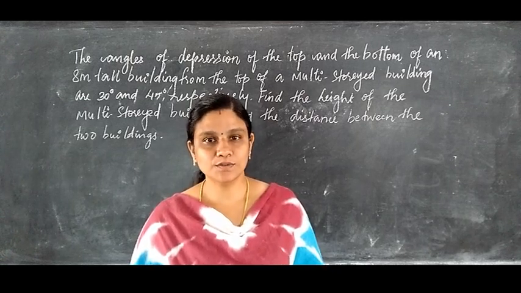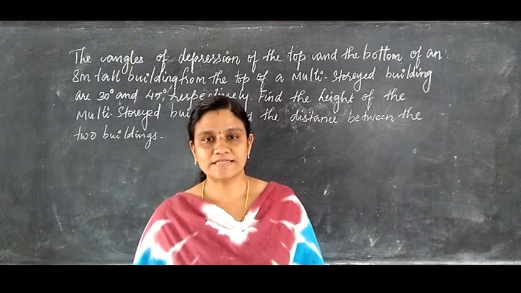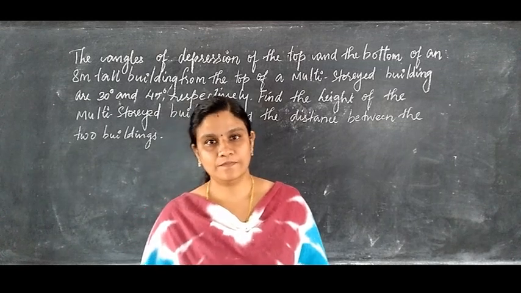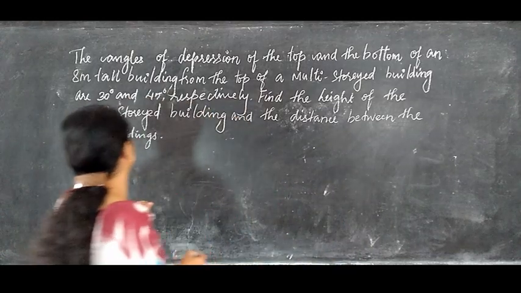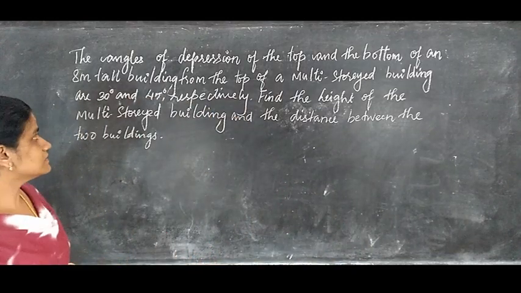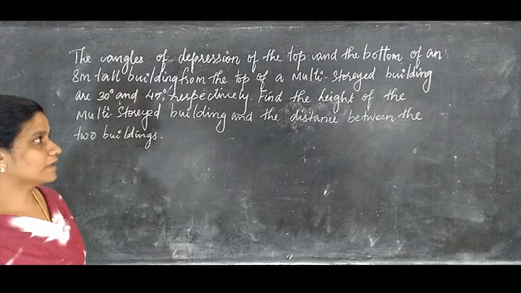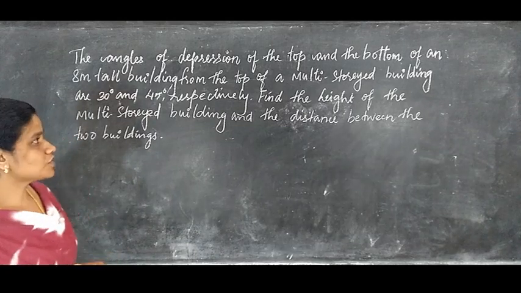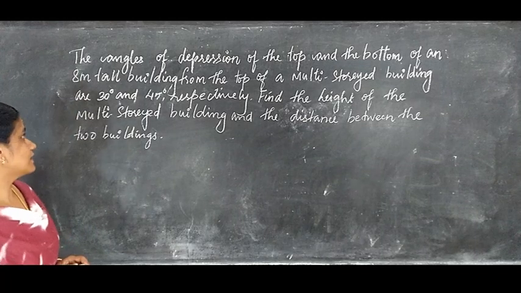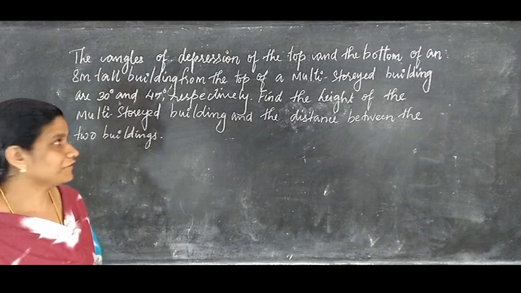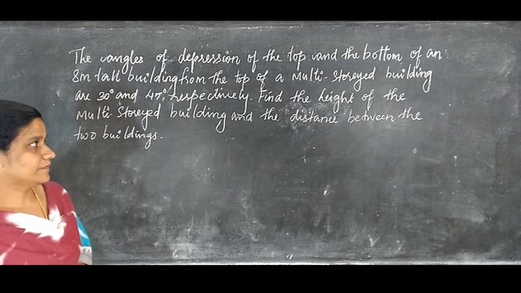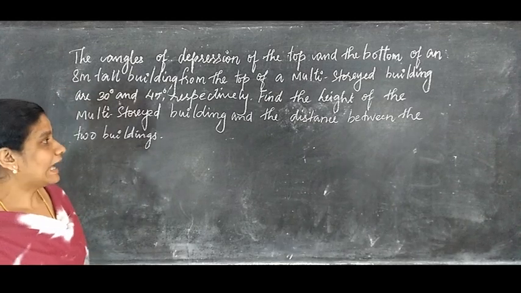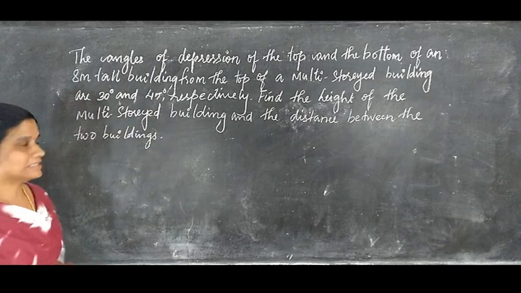Today, let us continue with the chapter Some Applications of Trigonometry. So, the question is, the angles of depression of the top and bottom of an 8-meter tall building from the top of a multi-storied building are 30 degrees and 45 degrees respectively. Find the height of the multi-storied building and the distance between the two buildings.